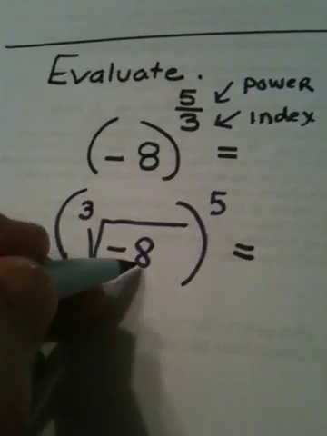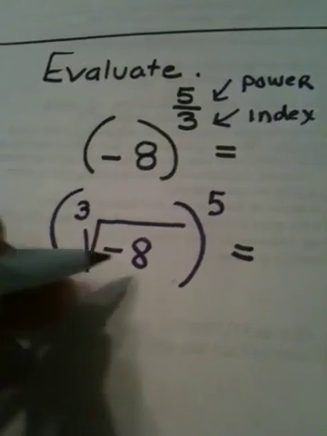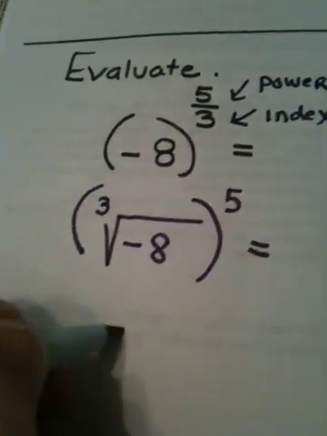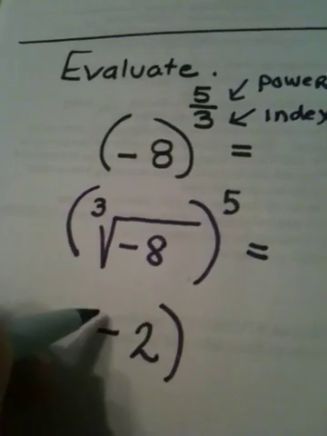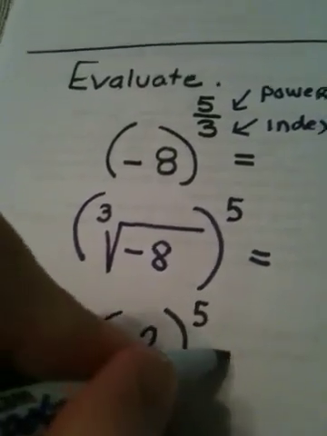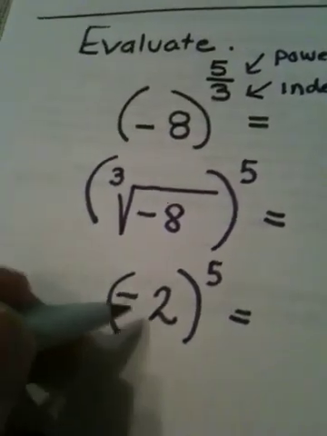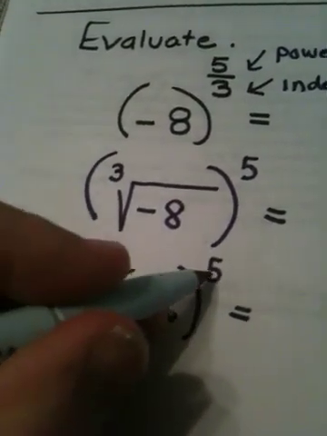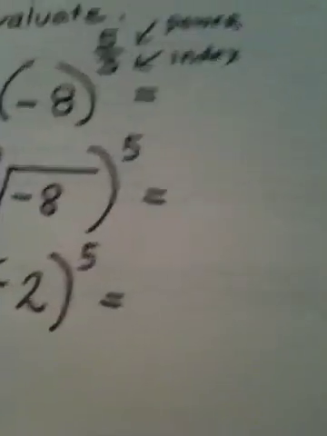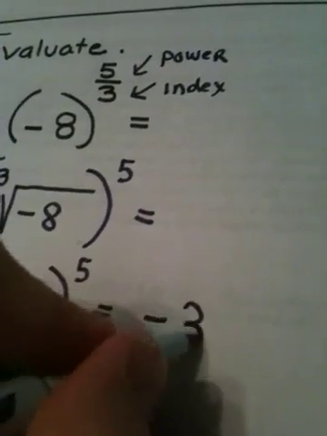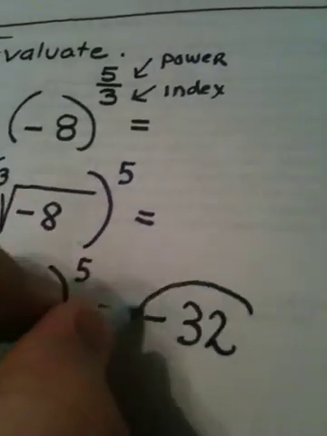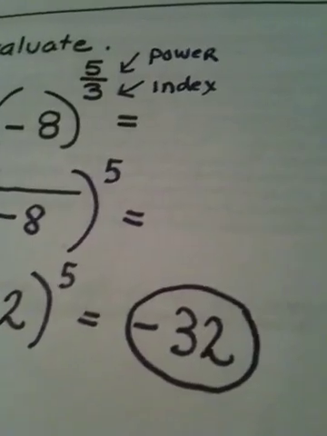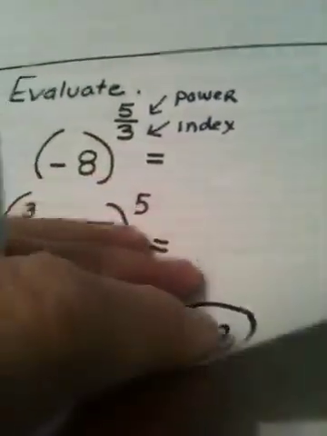The cube root of -8. What times what times what would become -8? Hopefully you can figure out the answer is -2. And then when you take -2 and multiply it by itself 5 times, or raise it to the 5th power, we get the final answer of -32. And we're done with that one.